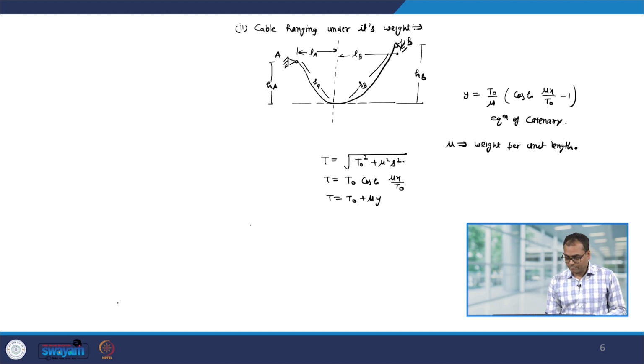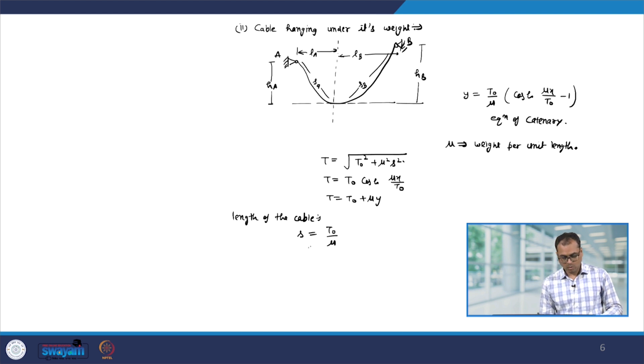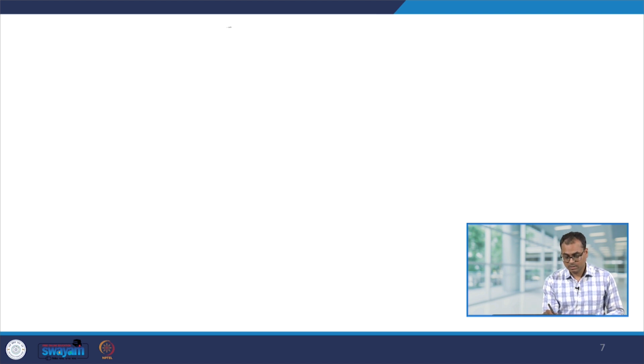Now, the length of the cable, okay, let us say SA or SB. So, S equal to T naught over mu sin hyperbolic mu x over T naught. So, you calculate this for SA and for SB and then you sum them up to find out the total length. We next discuss truss.